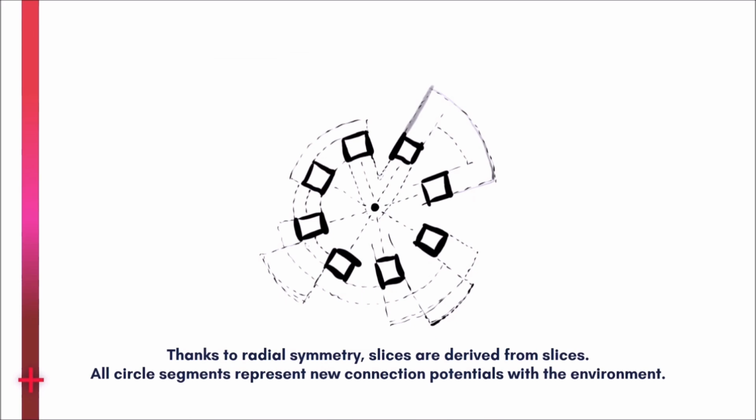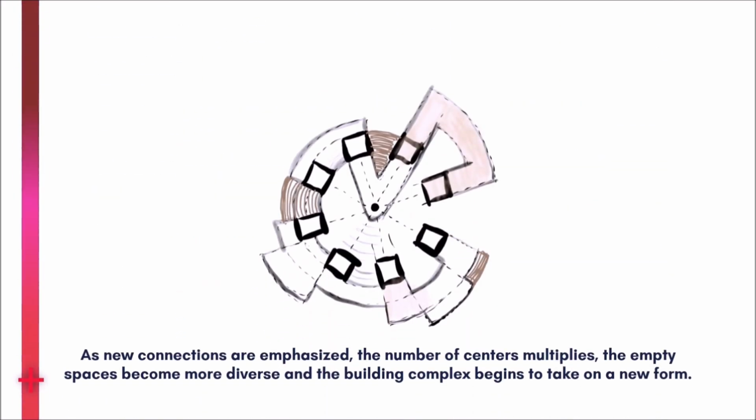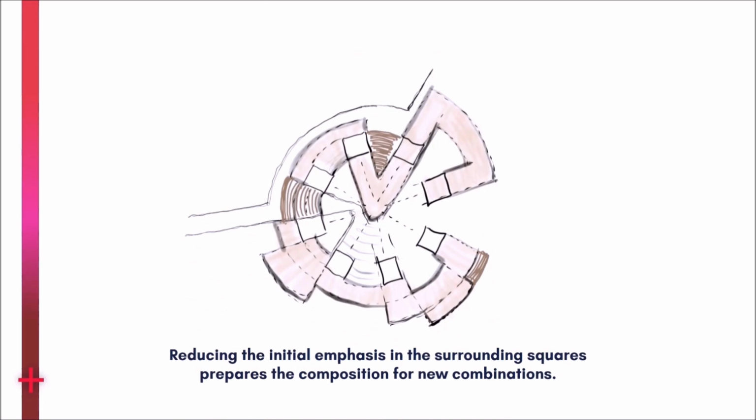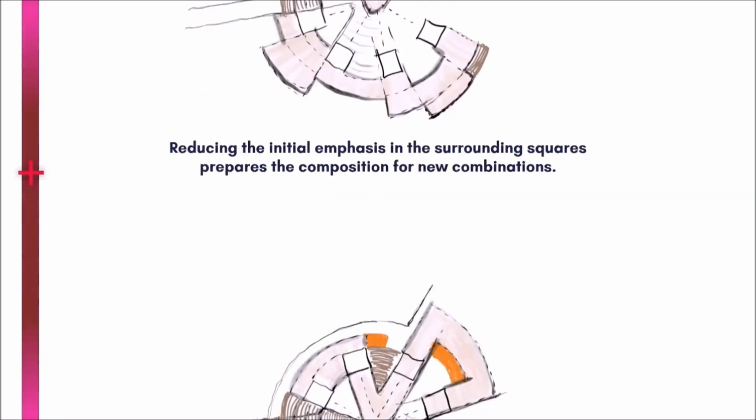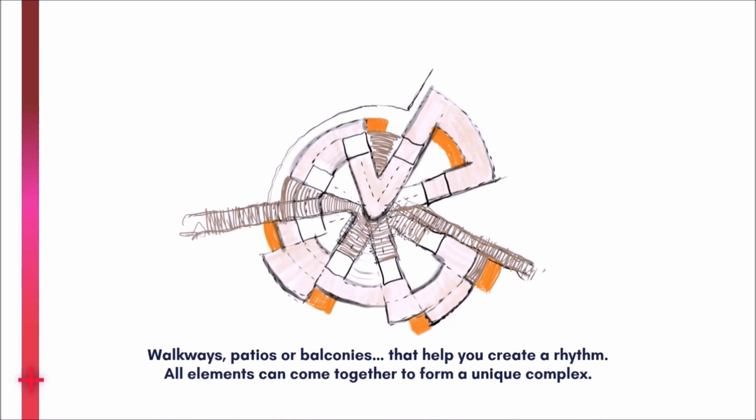All circle segments represent new connection potentials with the environment. As new connections are emphasized, the number of centers multiplies, the empty spaces become more diverse, and the building complex begins to take on a new form. Reducing the initial emphasis in the surrounding squares prepares the composition for new combinations. Walkways, patios, or balconies that help you create a rhythm. All elements can come together to form a unique complex.